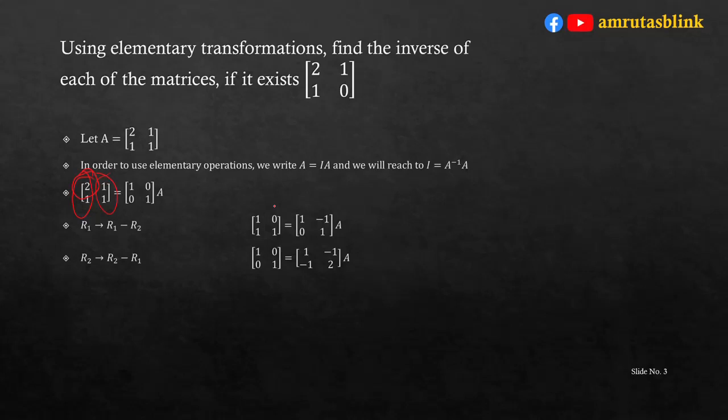So, on the left hand side we have now obtained the identity matrix, that is 1, 0, 0, 1 equals 1, minus 1, minus 1, 2 into A. This is in the form I equals A inverse into A, and hence we can say that A inverse is equal to 1, minus 1, minus 1, 2. You can easily cross verify your answer by multiplying A into A inverse, and it should be nothing but I.